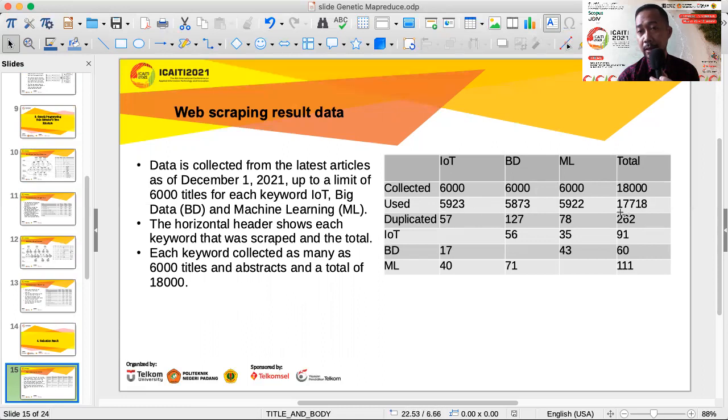So there are some articles that are duplicated between labels, like also containing big data and also containing machine learning. So we can see there which articles have both keywords in their publication.